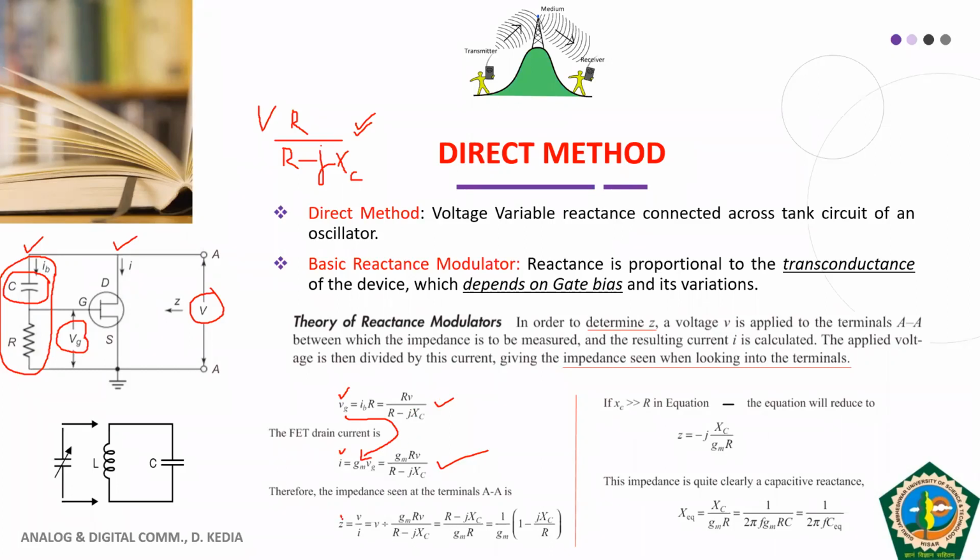Now we need to find out the value of Z. Z is equal to V by I. We substitute the value of I from above, and if you solve this, V and V will be cancelled, and this becomes R minus jXC upon gm into R. 1 by gm is taken common outside, and we are left with 1 minus jXC upon R. So this is what we have as an impedance when we look into this AA terminal.